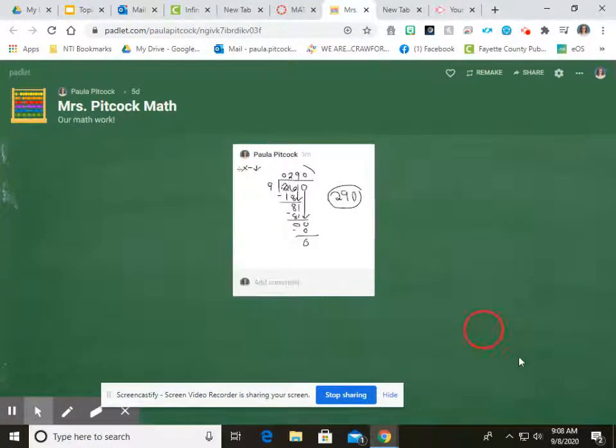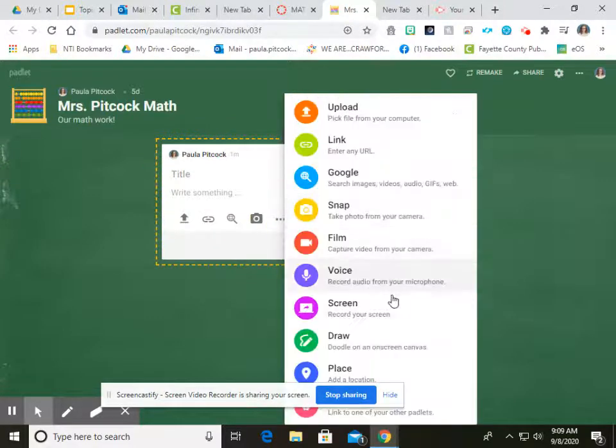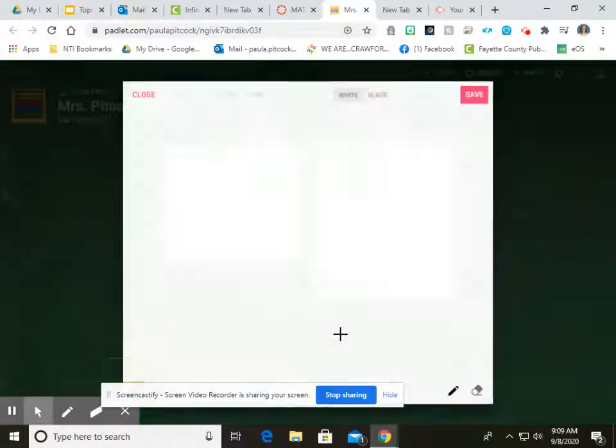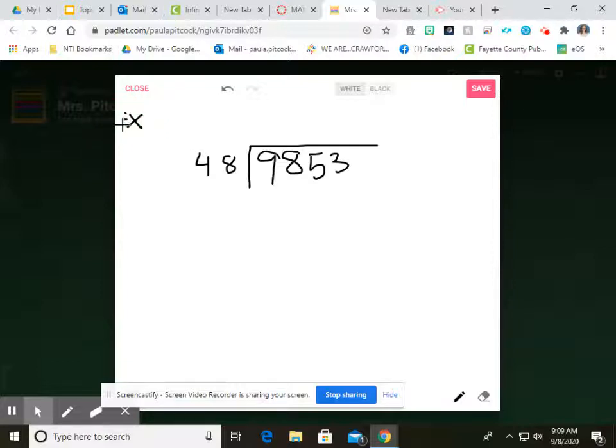All right, so I am going to have to go back to Padlet because once again, I X'd out of my annotation tools. So here we go. We have 9,853 being divided by 48. Okay, and I love my song. It helps me remember what I'm supposed to do. Divide, multiply, subtract, bring it on down, bring it on back.